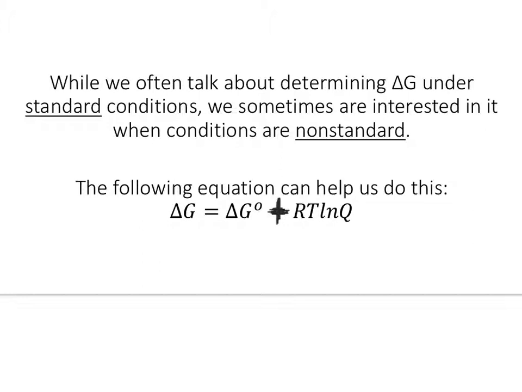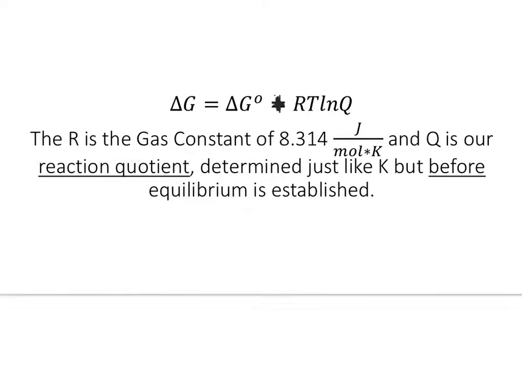Keep in mind, that naught means standard, just reminding you. So, not standard, standard. Delta G, that's your equation again. R is our gas constant of 8.314. This is the one we learned a while ago. I told you, remember the number, don't worry about the units, but now we actually care about our units being joules. Q is our reaction quotient, which is determined the same way as K, but before we actually establish equilibrium.